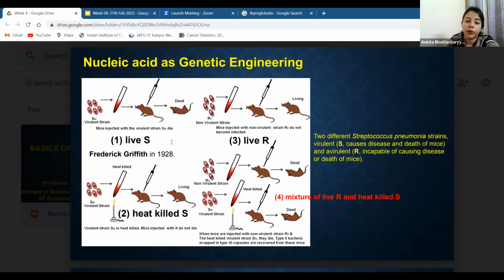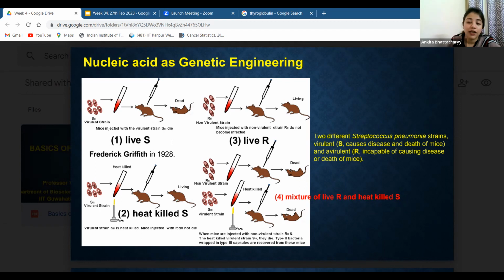So for that, what he did was he took two different strains of Streptococcus pneumoniae, one which was virulent, which means which can cause disease, denoted as S, and the other one is avirulent, denoted as R, which is not capable of causing disease and will not result in the death of mice if injected into them. So basically the entire experiment was divided into four parts.